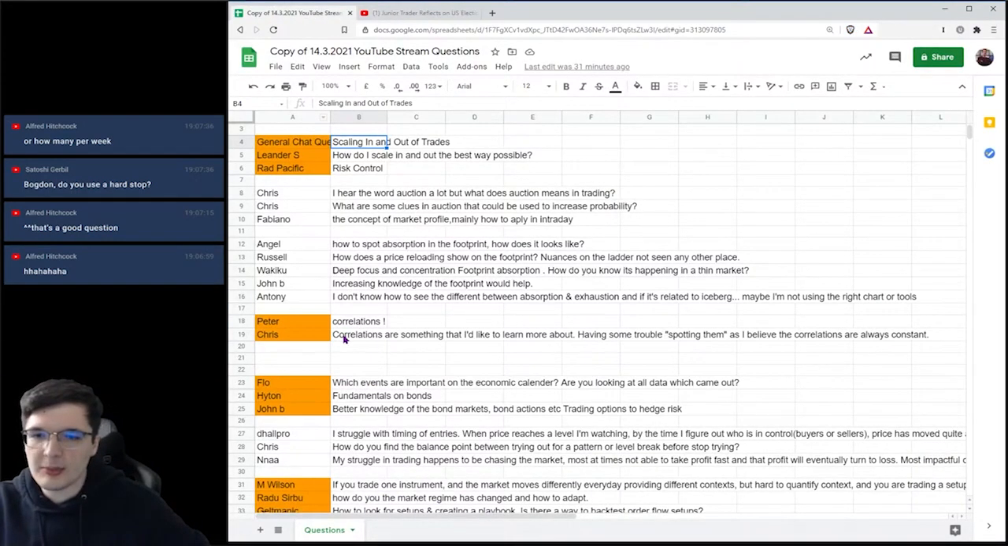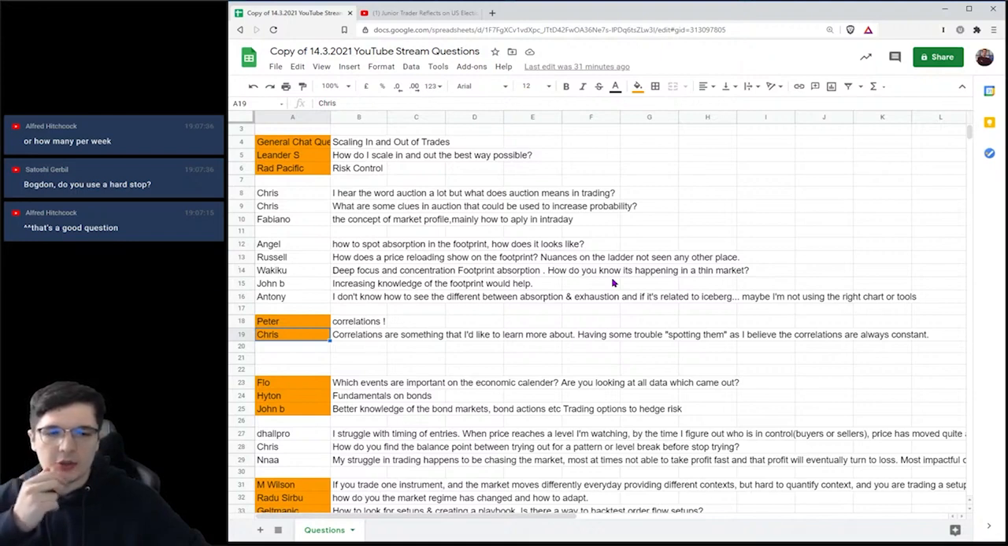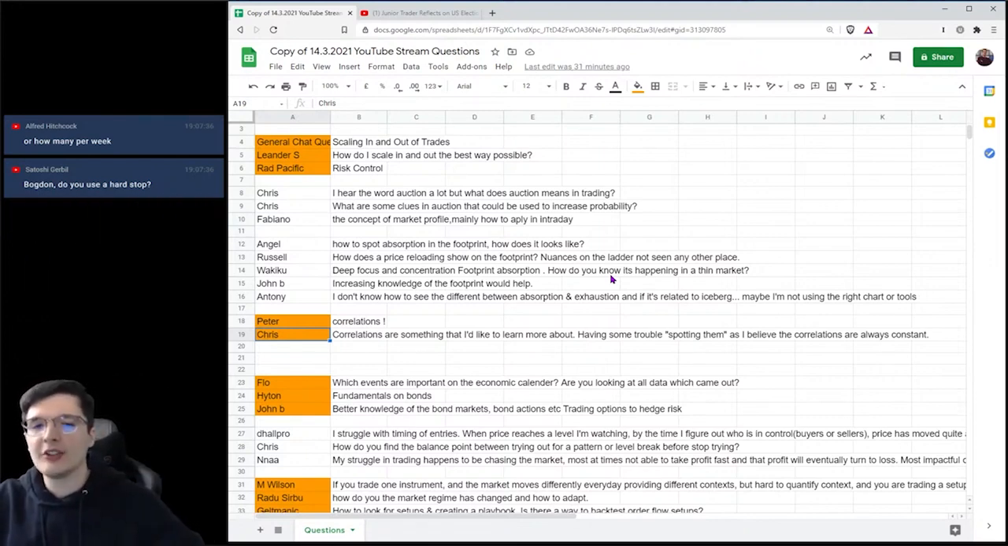Just to answer something Chris asked, about having trouble spotting them, as he believes correlations are always constant. This is the first thing I wanted to talk about. I was talking to one of the other floor traders in our trading group, and the way we described it was that correlations come and go, they're not always constant. This is where it's very useful to keep a log and debrief how these correlations come and go.